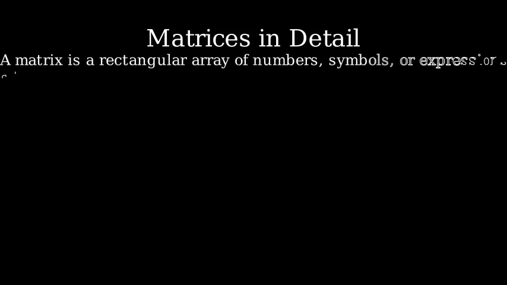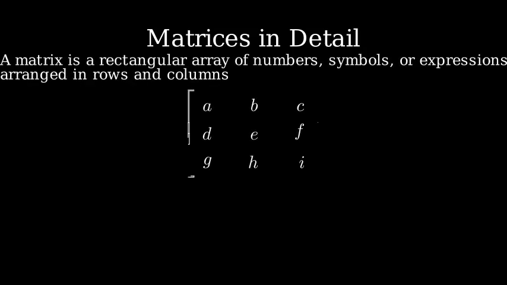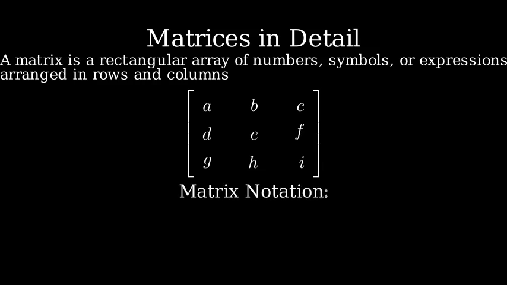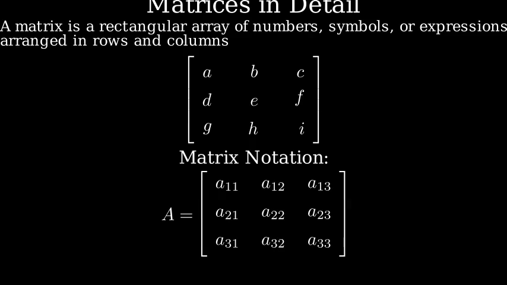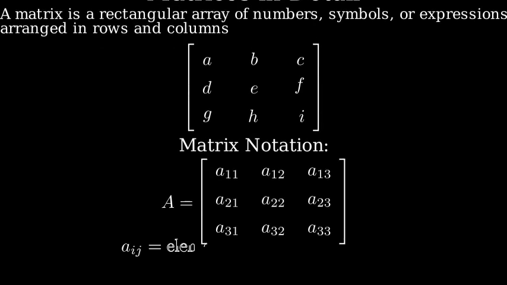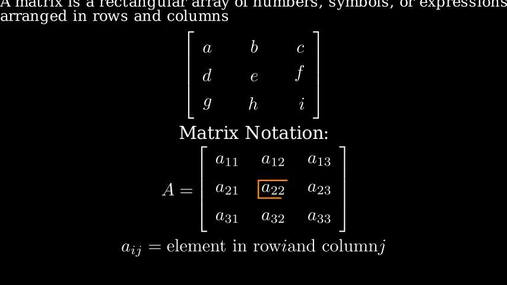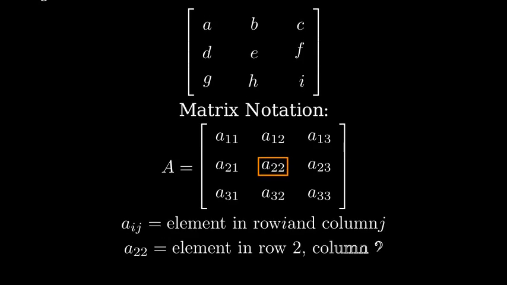A matrix is a rectangular array of numbers, symbols, or expressions arranged in rows and columns. Think of it as a grid or a table of mathematical values. In mathematics, we usually denote matrices with capital letters such as B or M. The individual elements inside a matrix are typically represented by lowercase letters with two subscripts, indicating their position. For example, a sub-ij represents the element in the ith row and jth column of matrix A.